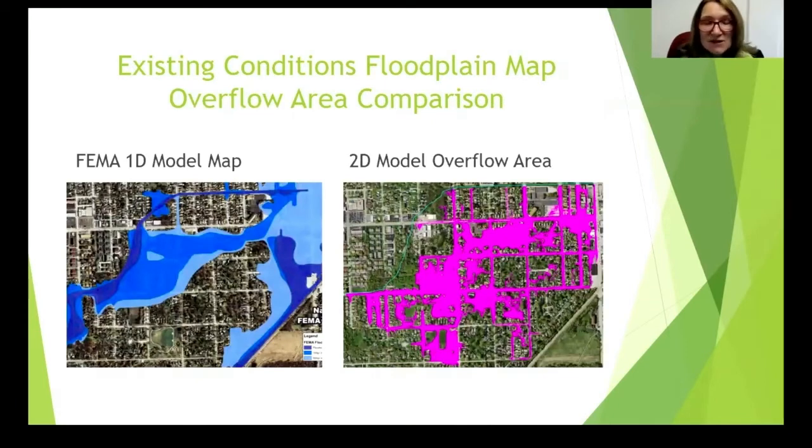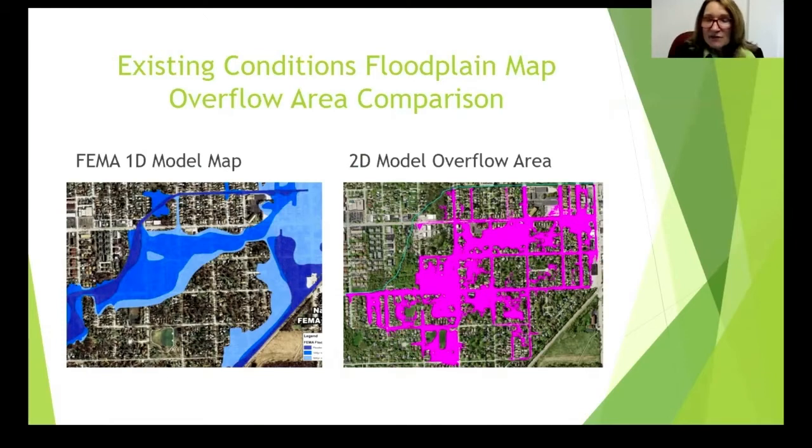We're in the process of still finishing up the FEMA floodplain model and mapping, at least for existing and for proposed conditions. Here on the left is the FEMA model that we had seen already, and our 2D model for the overflow area shown on the right.